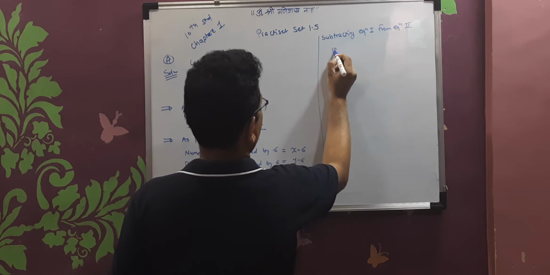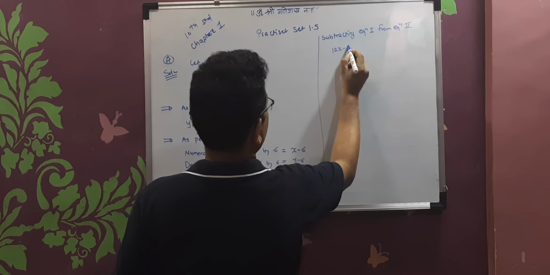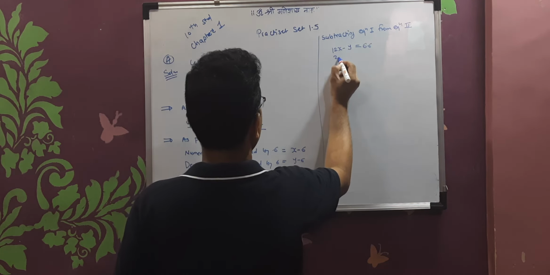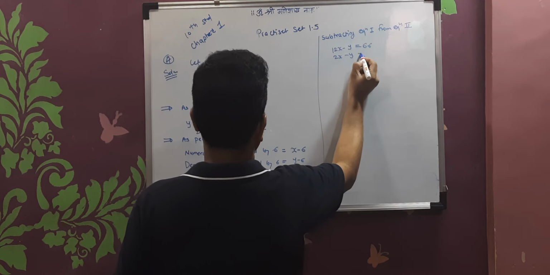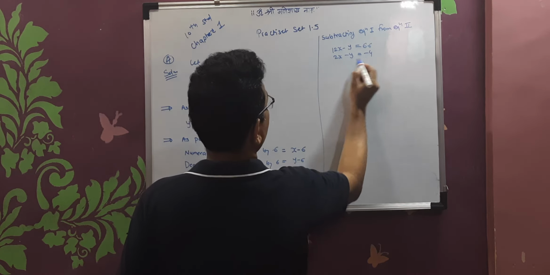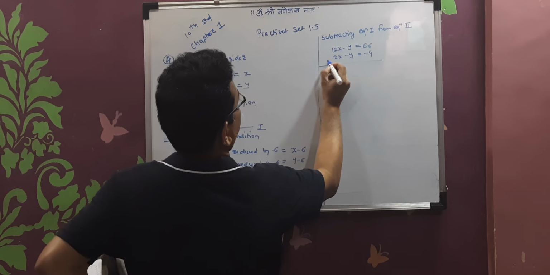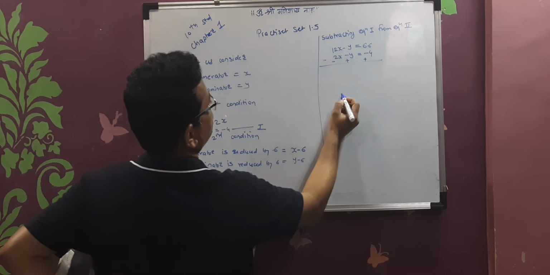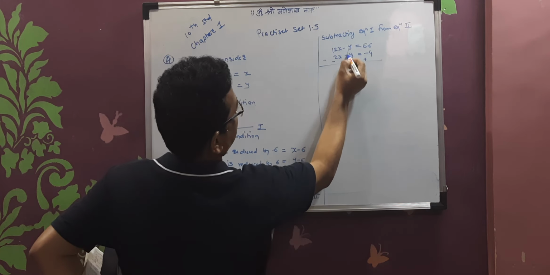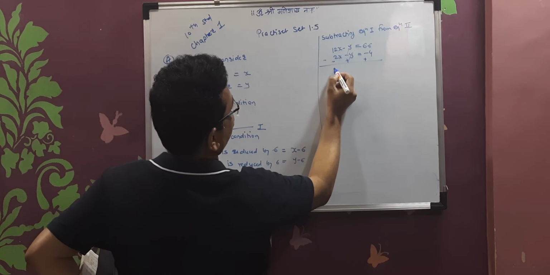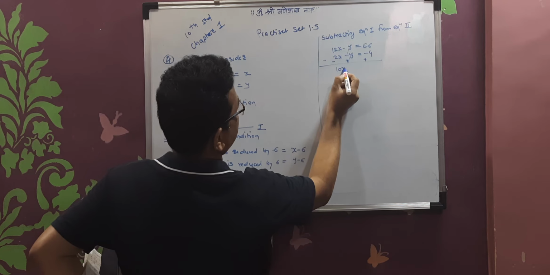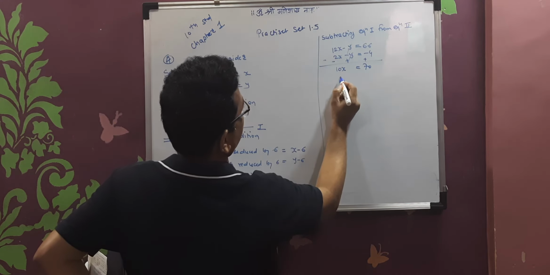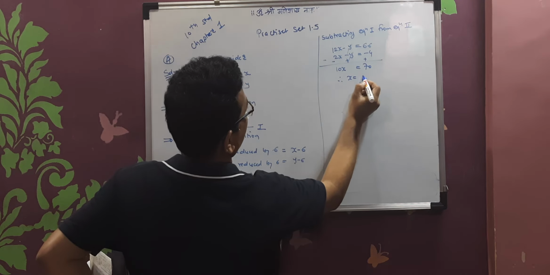So equation number 2 is 12x minus y is equal to 66. First equation is 2x minus y is equal to minus 4. So we have to do subtraction. So minus becomes plus, here also becomes plus. So minus y plus y will get cancelled. 12x minus 2x is equal to 10x. Here 66 plus 4 is 70. So x is equal to 7.